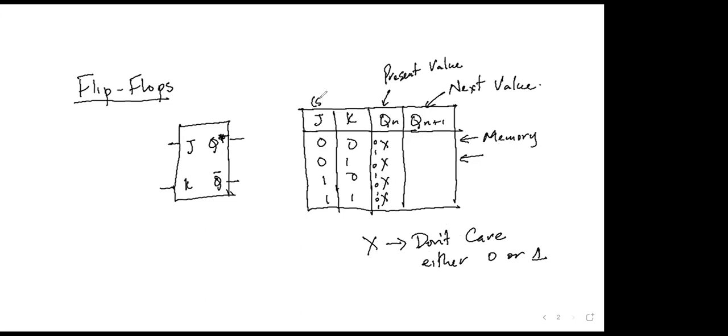So the J is called set and the K is called reset. When both J and K are 0, the output is the same as the input. If it is 0, it's going to be 0, and if it is 1, it's going to stay at 1.